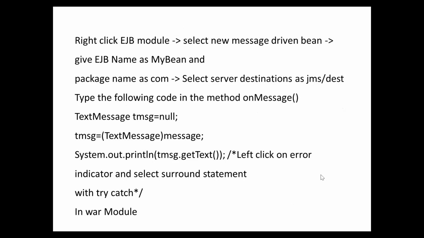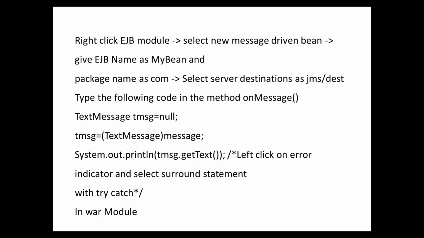Right click on the EJB module, select new MDB, that is a message driven bean, and give the EJB name as my bean. You can select the package name and select the server destination as a JMS or DST destination, and type the following code in the onMessage method: TextMessage tmsg equal to null. If tmsg is equal to the text message of the message, whatever message you enter should be displayed. That should be on the client side.